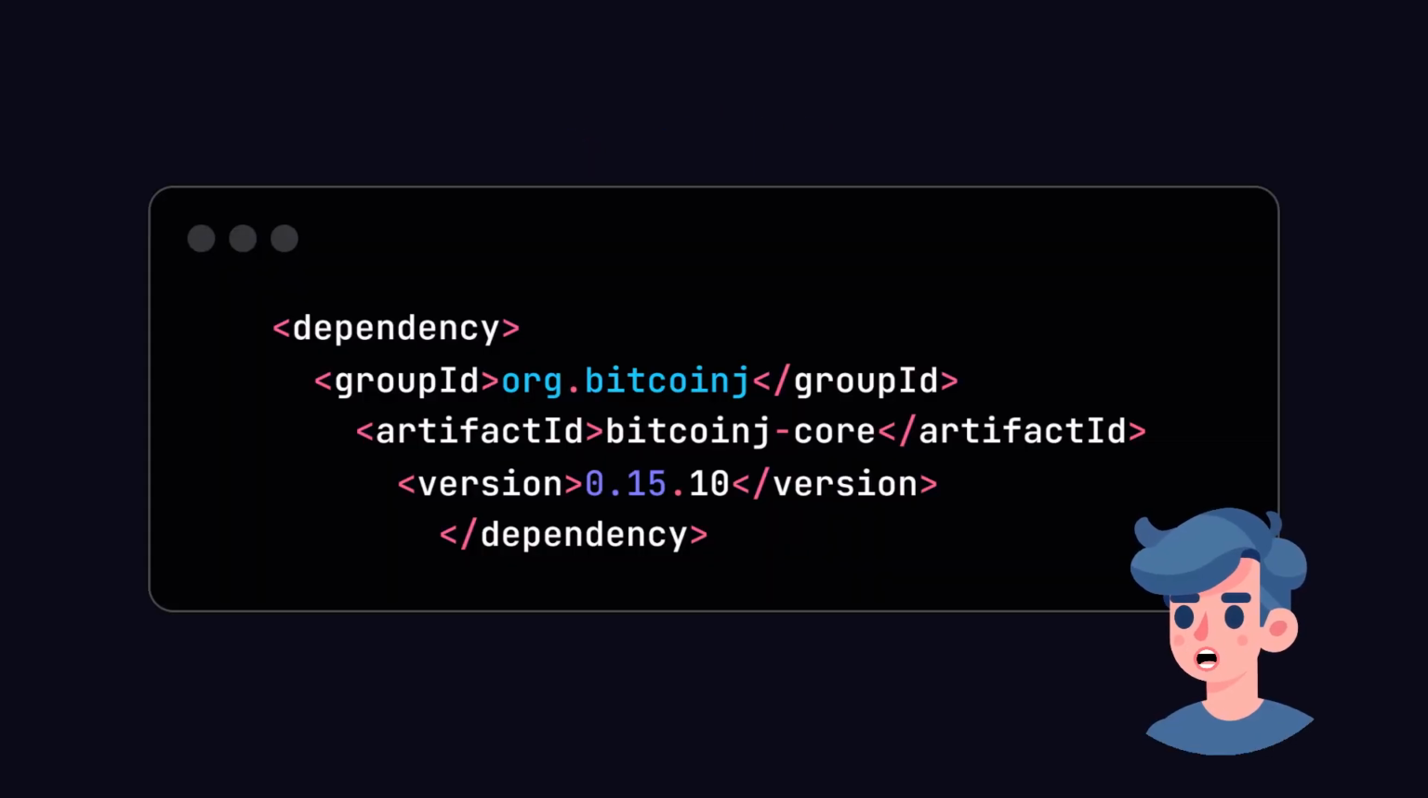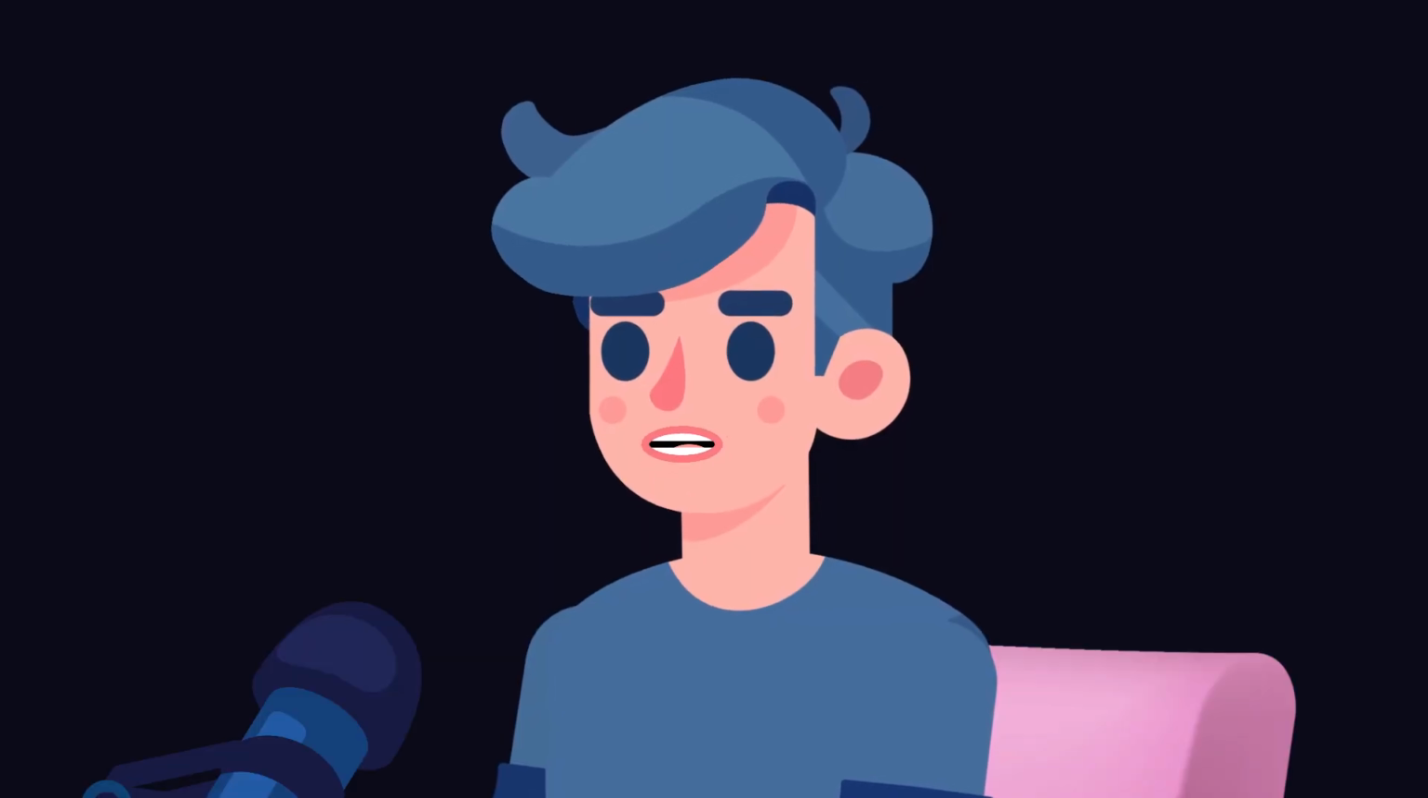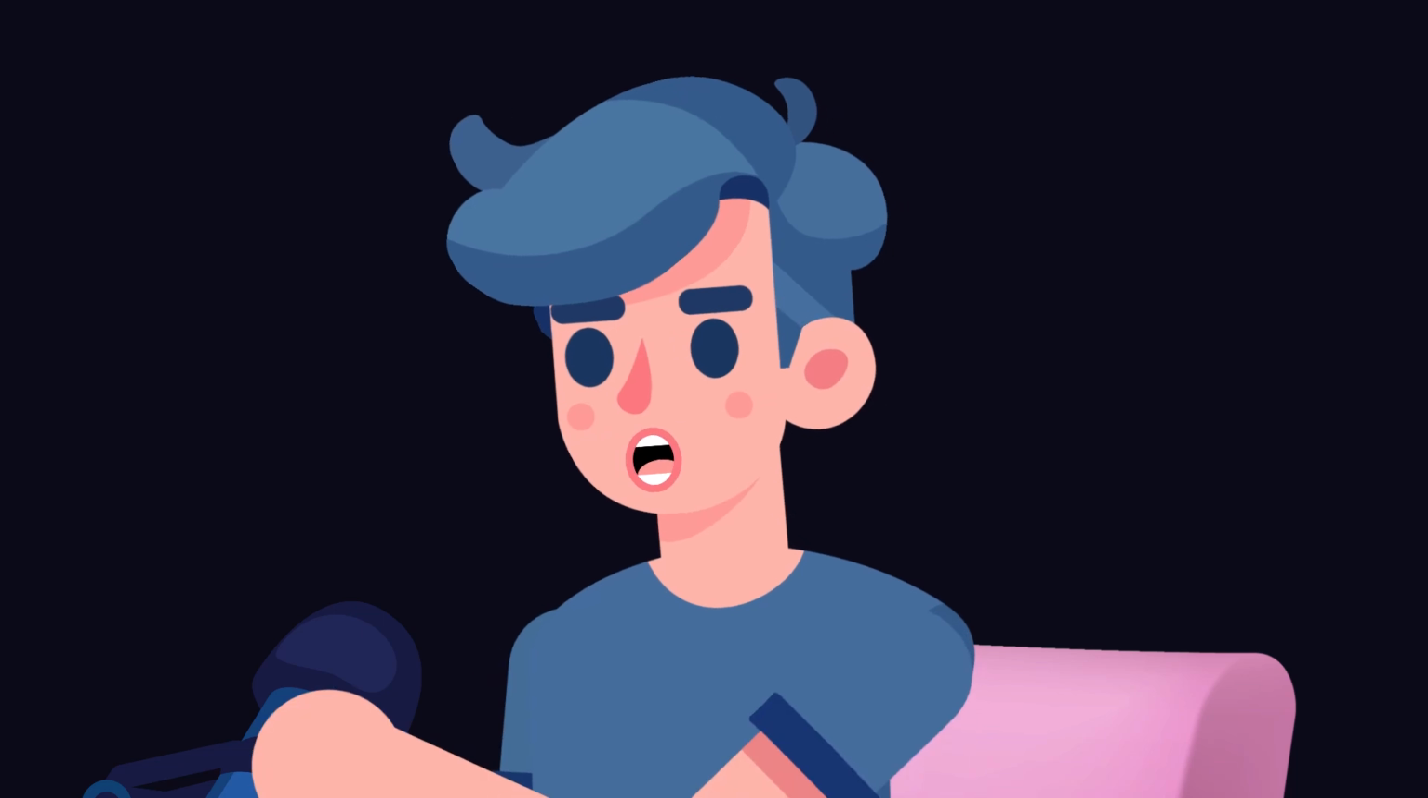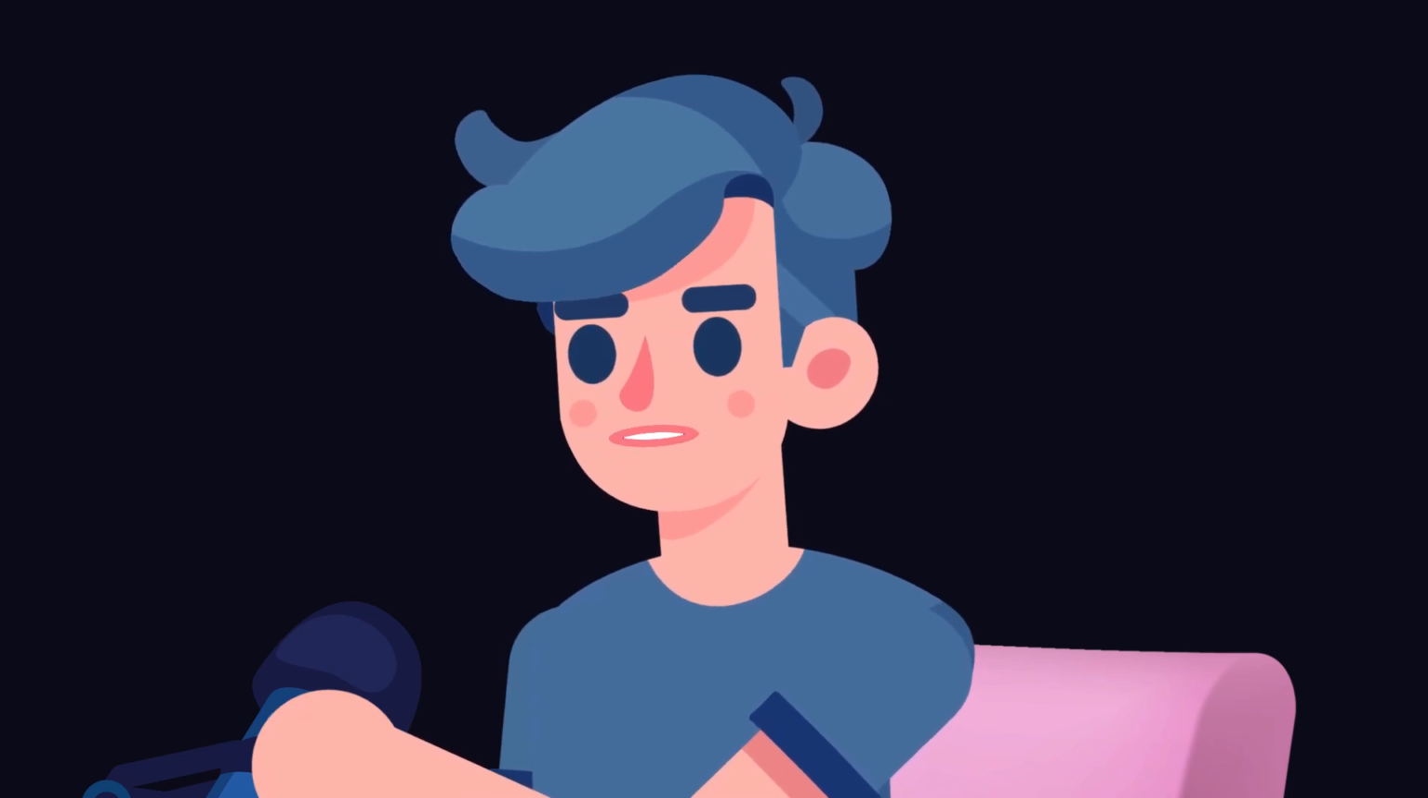Add dependencies. For our multi-signature wallet implementation, we will use the BitcoinJ library. Add the following Maven dependency in your pom.xml file. Now that we have our dependencies set up, let's create our wallet class to handle multi-signatures.